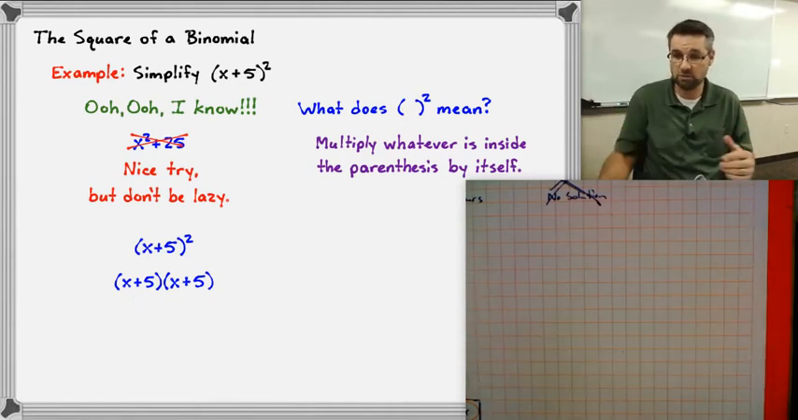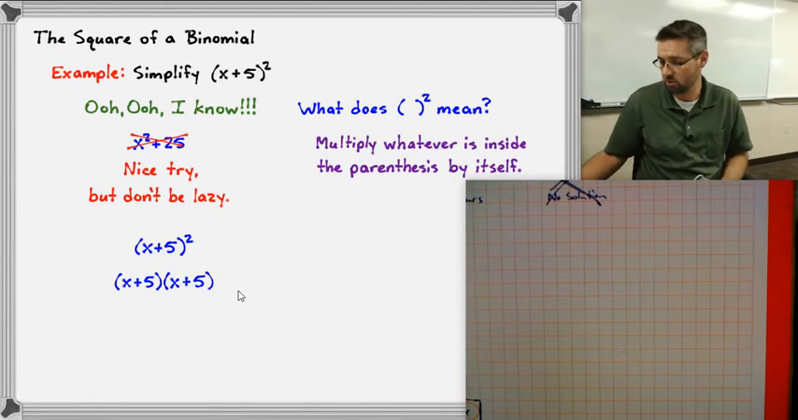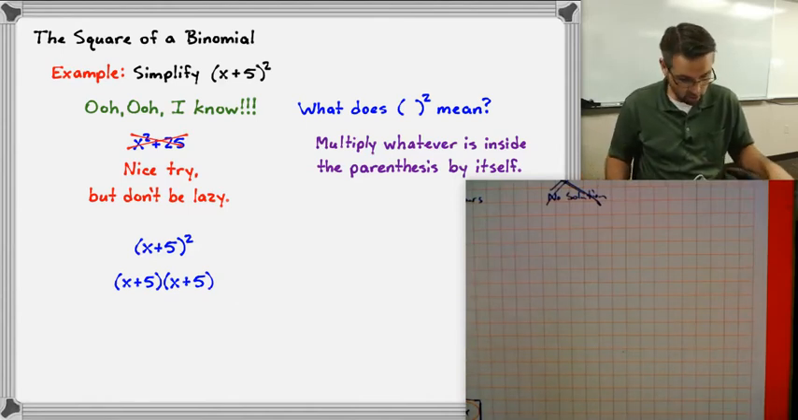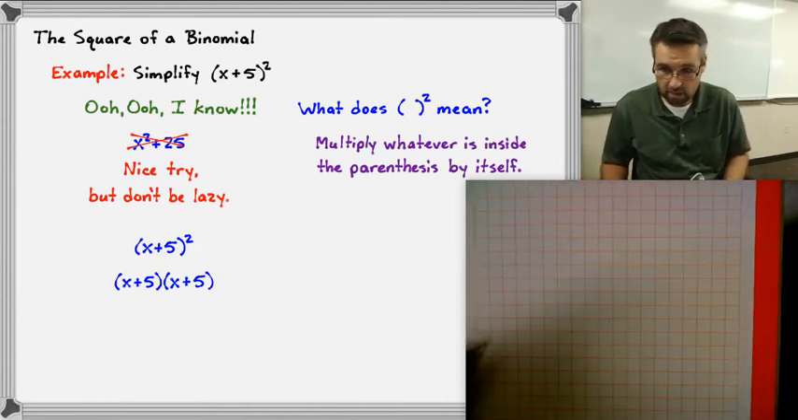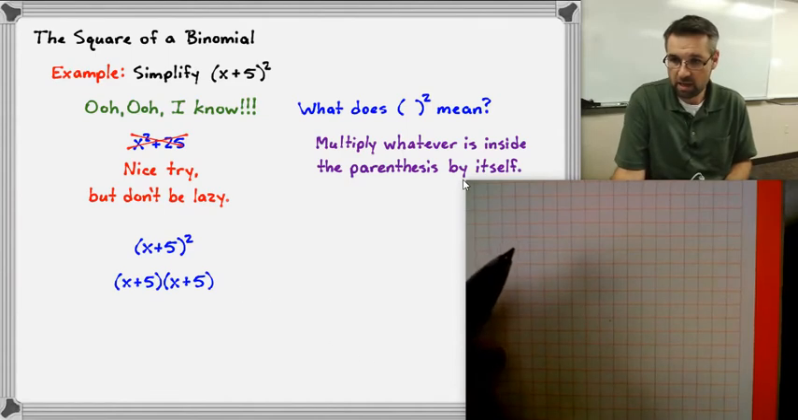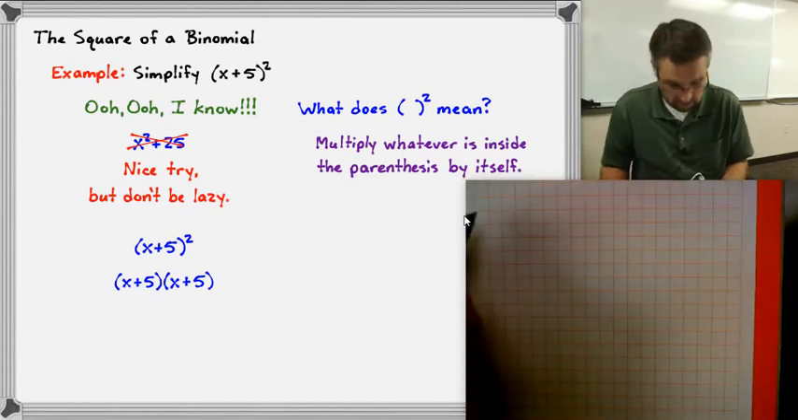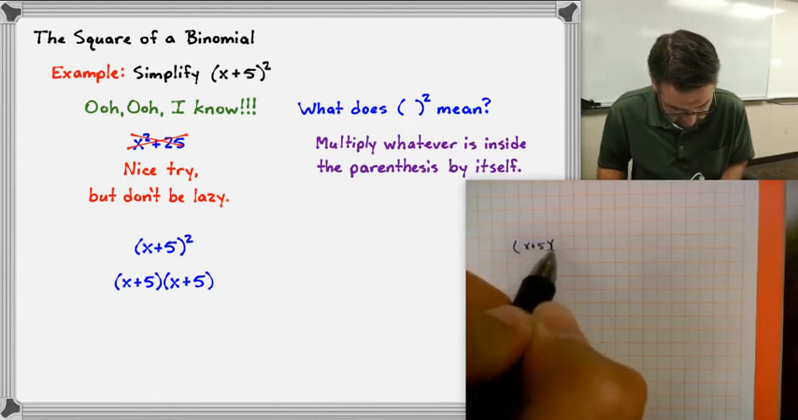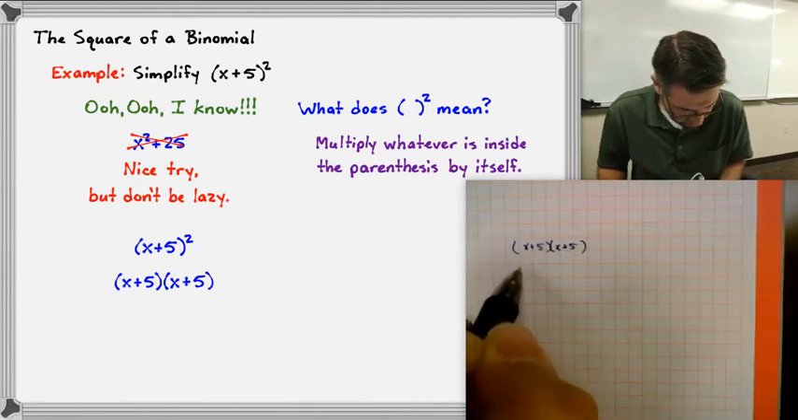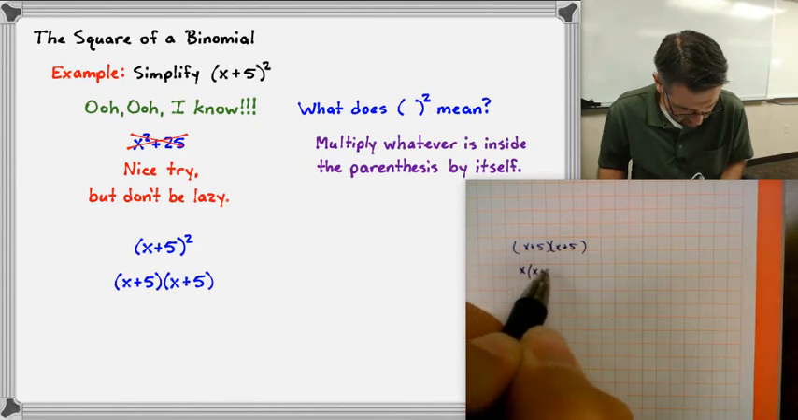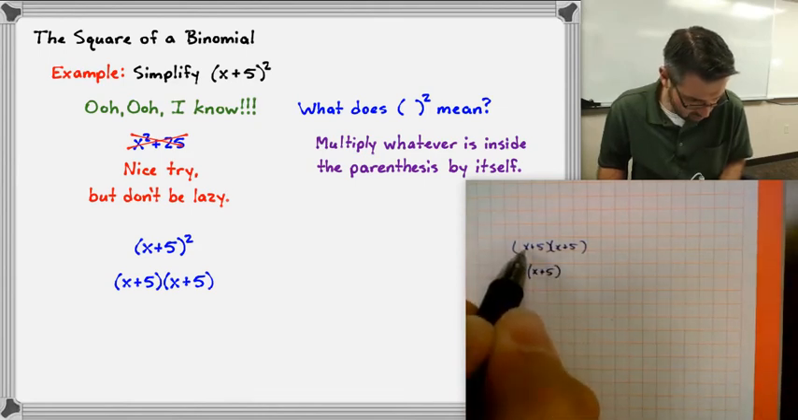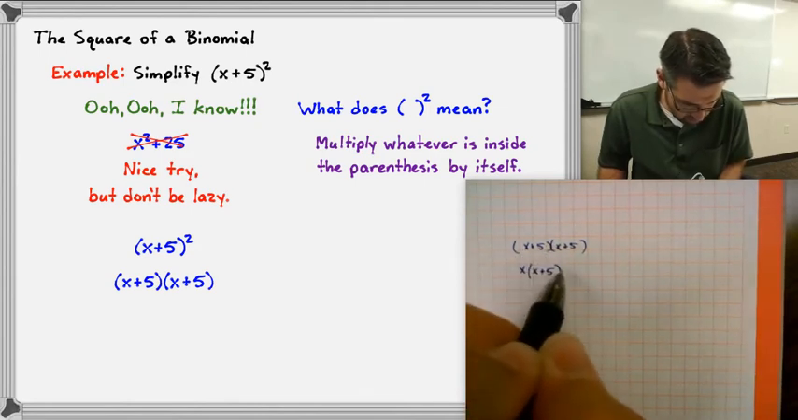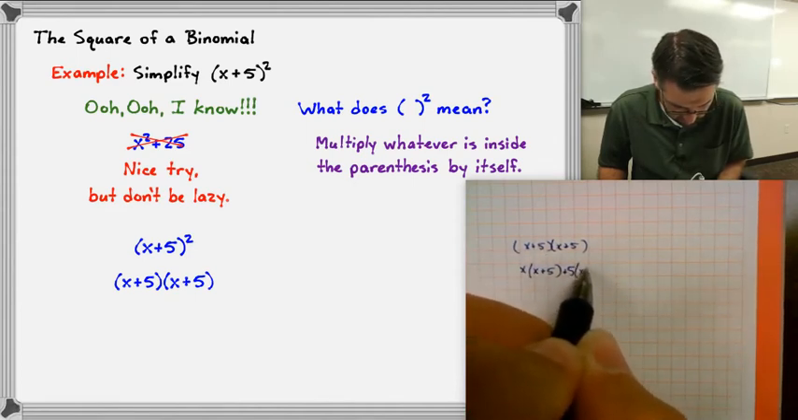Now we know how to do this now. We know how to multiply two binomials. So we can expand that. I'll go ahead and do that on my paper here. And I don't really want to make this any bigger. So we're going to write this as x plus 5 times x plus 5. We're going to rewrite that as x times x plus 5, the first term times the second binomial, plus the second term, so plus 5, times the second binomial.